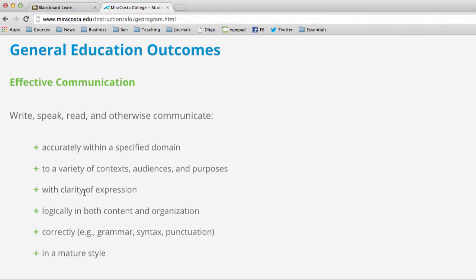Each one of these bullet points is one specific skill. That would be a whole blog post, could be about just clarity of expression, or logically in content and organization, or in a mature style, etc. So each bullet point, or plus point, to use the actual sign here, is what we would want to organize either a blog post or a paragraph in our paper around.